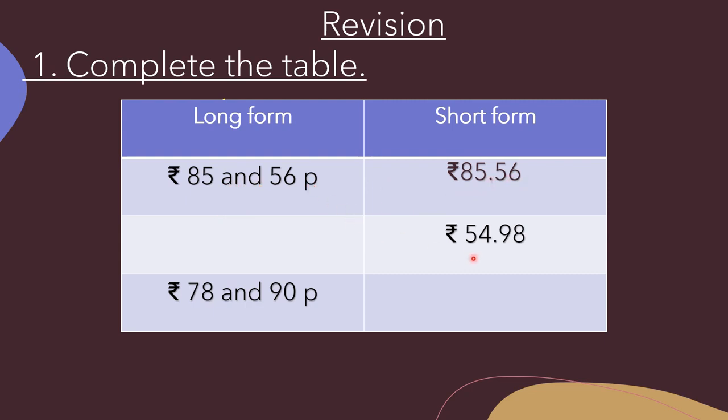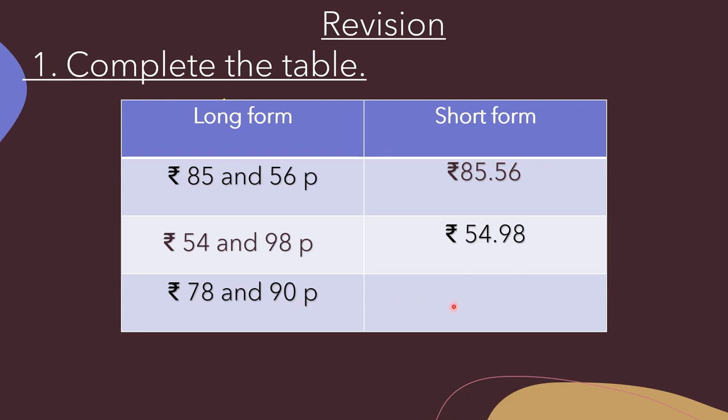Okay. Now here short form is given ₹54.98. So what is the long form of this? That is ₹54 and 98 paise. Okay, so here we will write ₹54 and 98 paise. Now in another question it is given ₹78 and 90 paise. This is the long form.